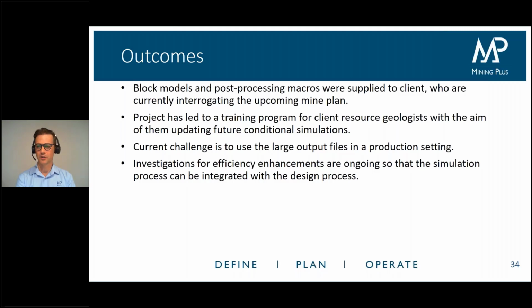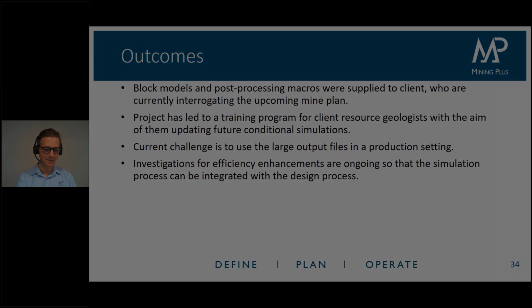We're still faced with the challenge of using the large output files in a production setting, and again, working out if there's a way that we can have a larger grid node spacing and still get a satisfactory result. And we're also looking at efficiency enhancements so that the simulation process can be integrated with the design process. So the client was very happy. We're really happy with the result as well, and pretty impressed with the new tool available in Supervisor. That's about it.